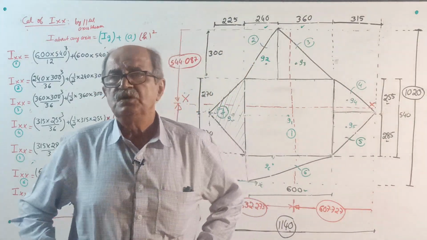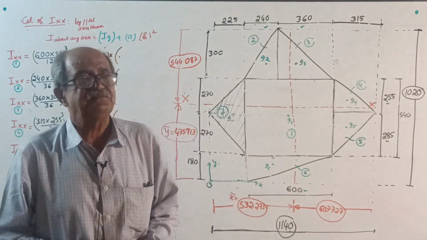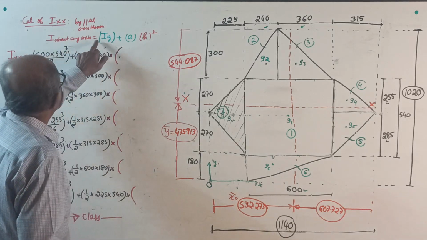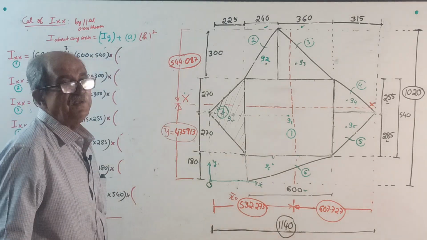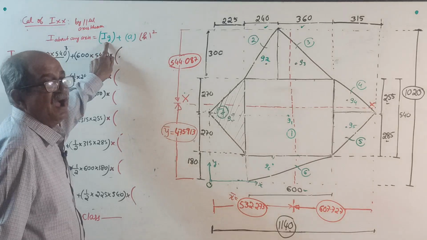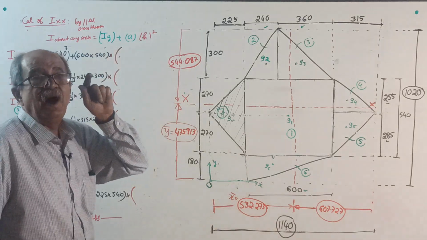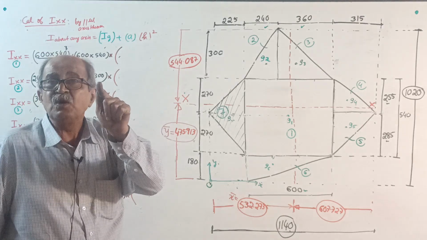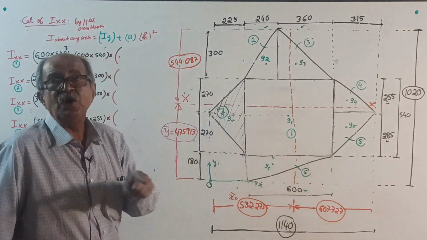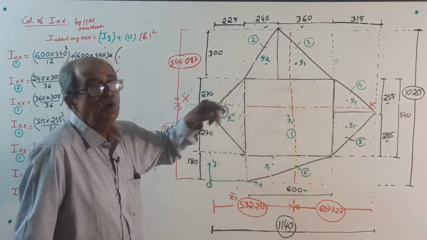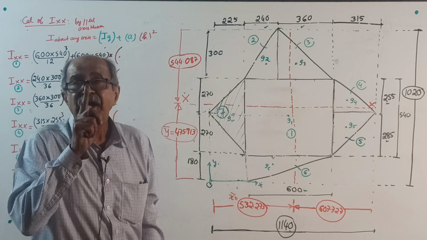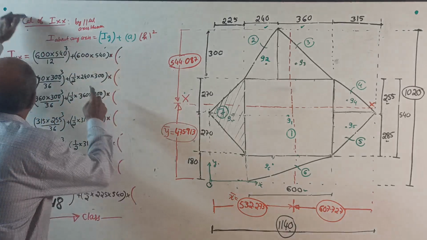Start now. Most probably this is the last time I will give this type of explanation. I about XX, I about any axis, equals Ig plus A d square. Lastly, I will tell: Ig is the moment of inertia about an axis passing through the centroid of that part considered. If you consider part 1, centroid G1. If you consider part 2, passing through G2. If you consider part 3, passing through G3 and parallel to the required axis.